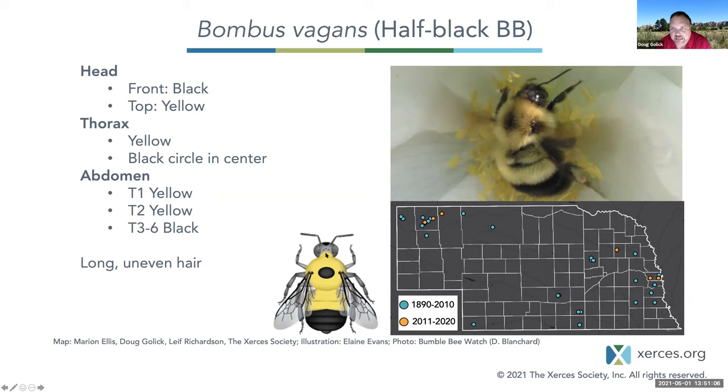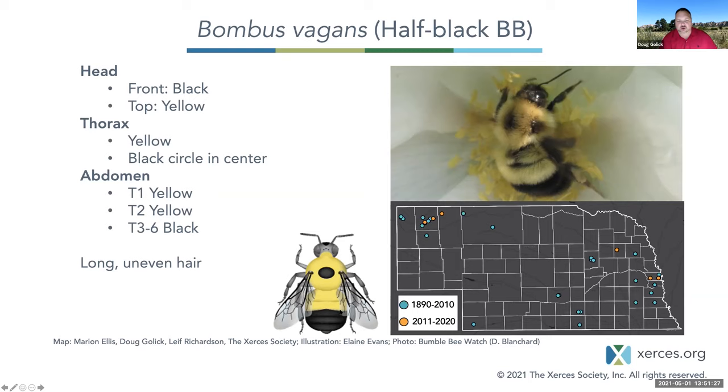The top of the head is yellow hairs. Front of the face is black. Again, very similar to the other species, mostly yellow top of the thorax and side of the thorax. Can have some black hairs in the middle. T1 is yellow. T2 is also completely yellow, but the hairs are longer on the sides and they have a notch in the middle.